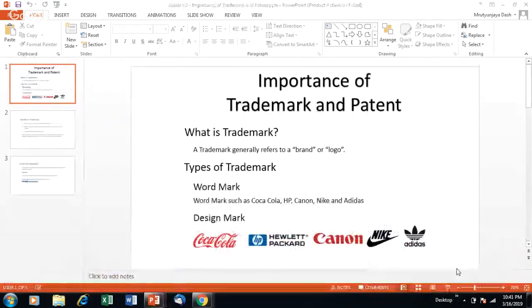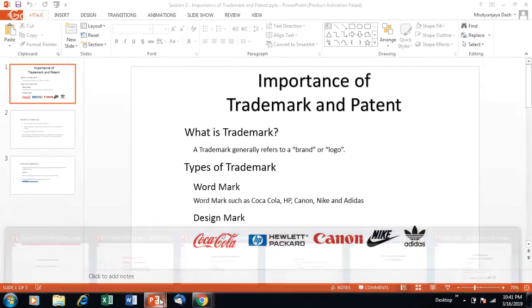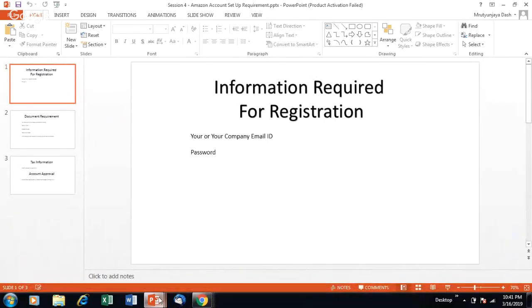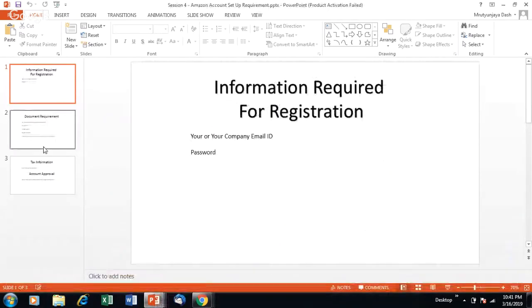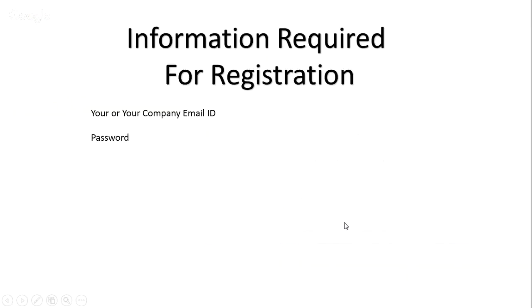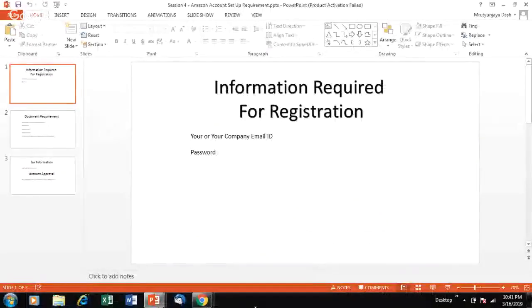Trademark and patent maybe. Before I go to that, what information would be required for registration? This is a simple thing, there is nothing actually, so I do not have to go into detail. But you will start off with the email ID, which might be your email ID or your company email ID, and a password. I can show you the screen.